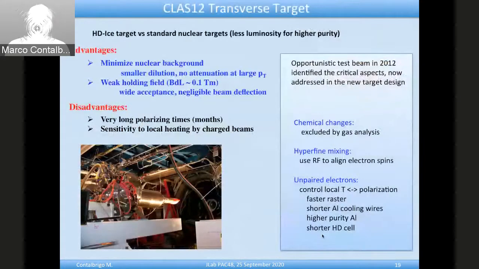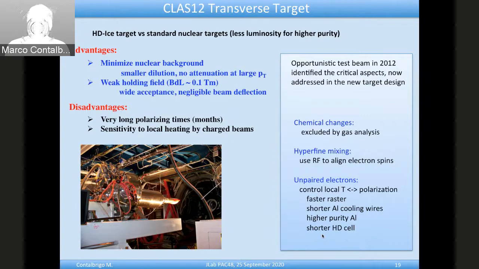Finally, let me present a target that is proposed. It is an innovative frozen spin target using HD molecules. The idea is to minimize the dilution that standard targets have, like ammonia, where there is the nitrogen atom. And also, being frozen spin does not require strong magnetic fields, which simplifies the setup and also increases the acceptance. That is quite important, as an example, for exclusive channels.